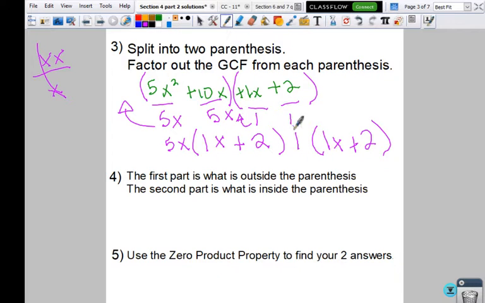Alright, that was step 3. This is the most annoying one just because it takes the longest. Step 4, we're going to get 2 parentheses.